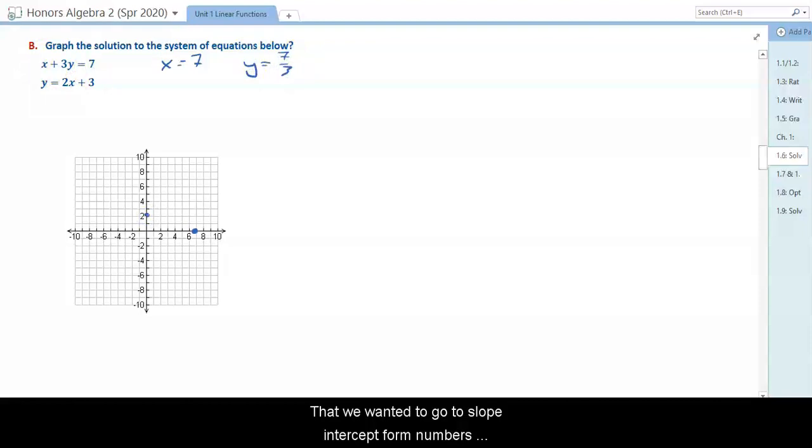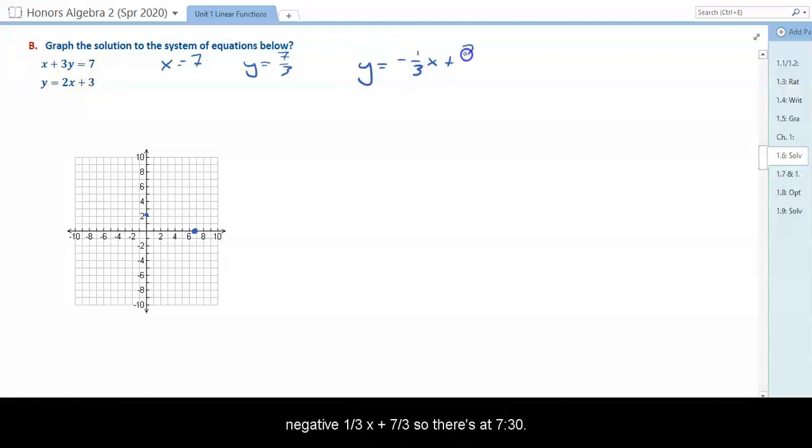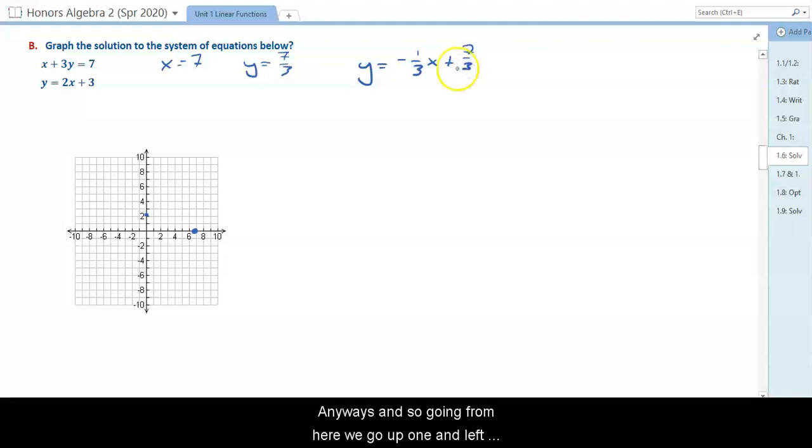Now, if we wanted to go into slope-intercept form, remember, subtract the x, divide by 3, and so we're going to get that y is equal to negative 1/3 x plus 7/3. And so there's that 7/3 appearing anyways. And so going from here, we go up 1 and left 3, up 1, left 3. And so we start to see that line evolving through there.